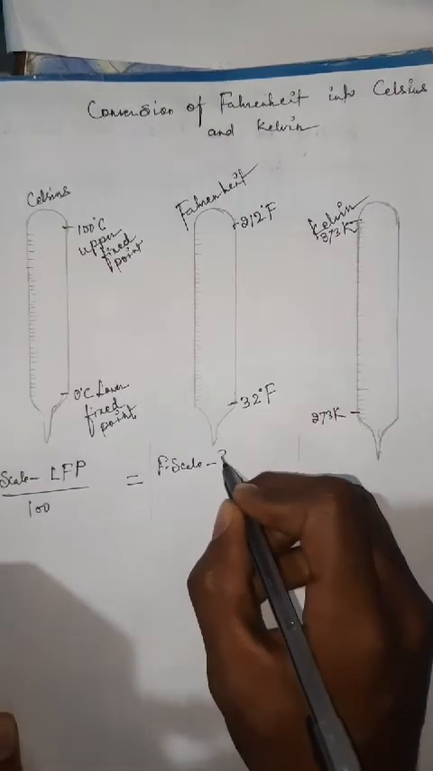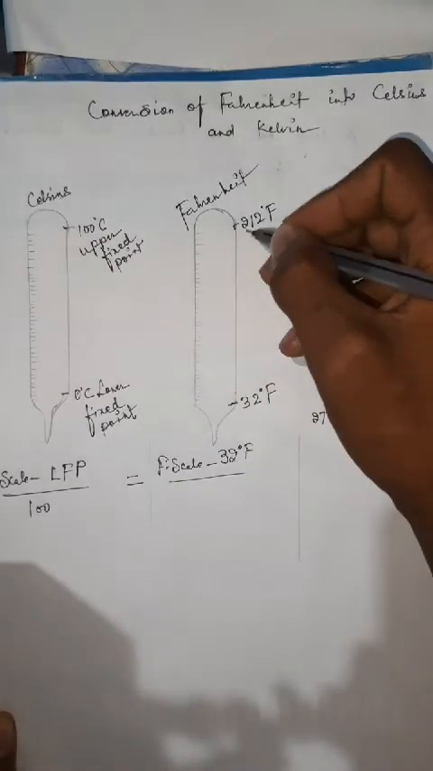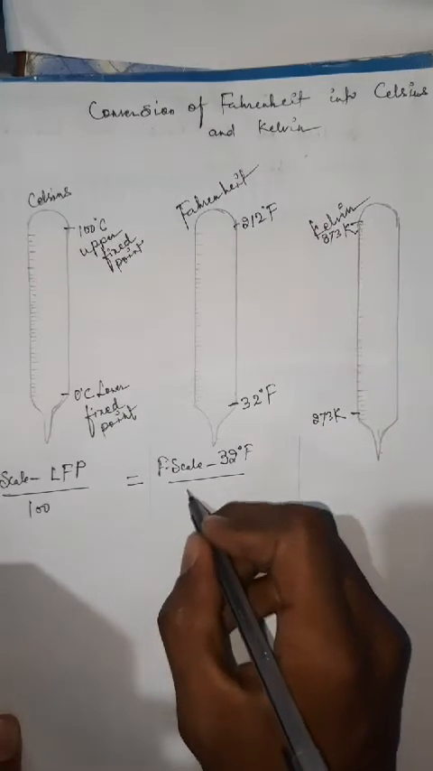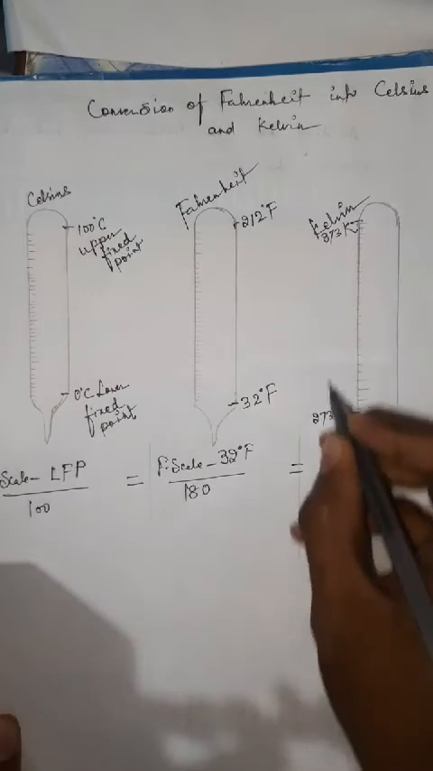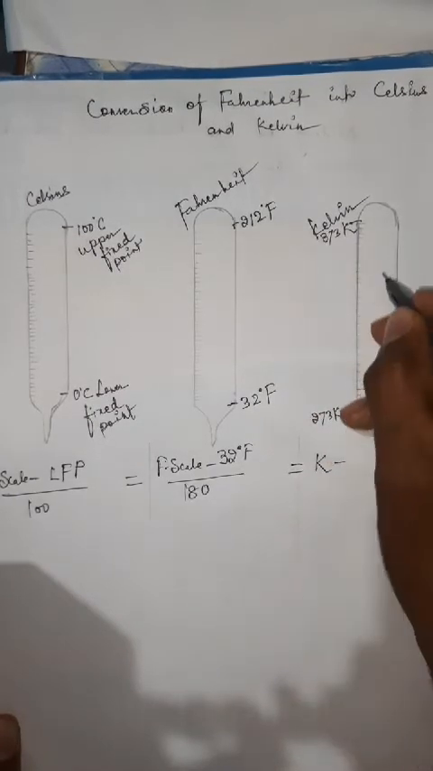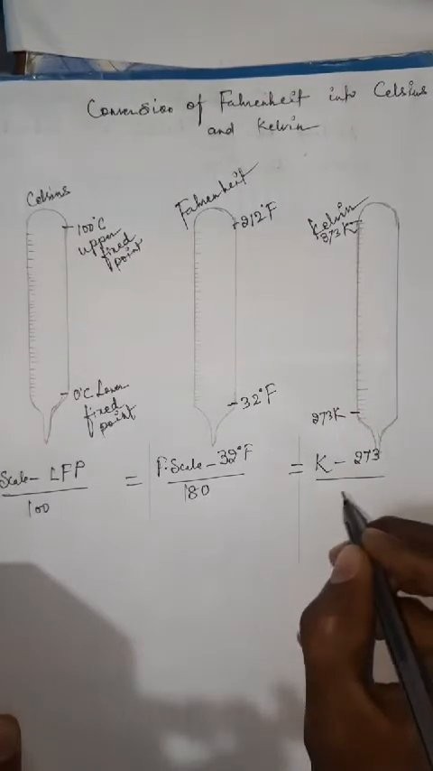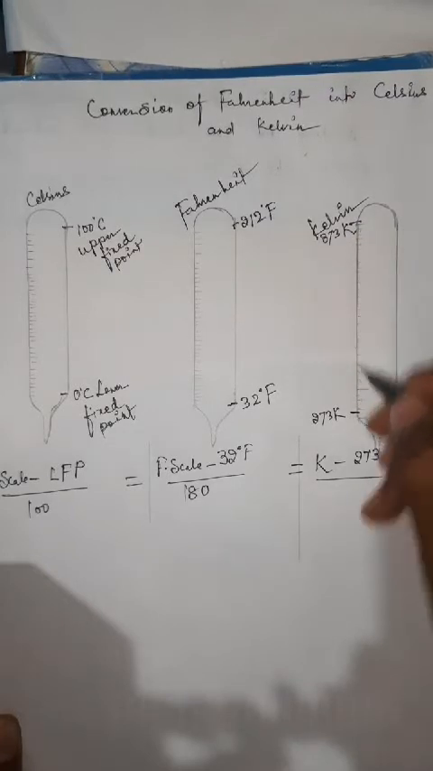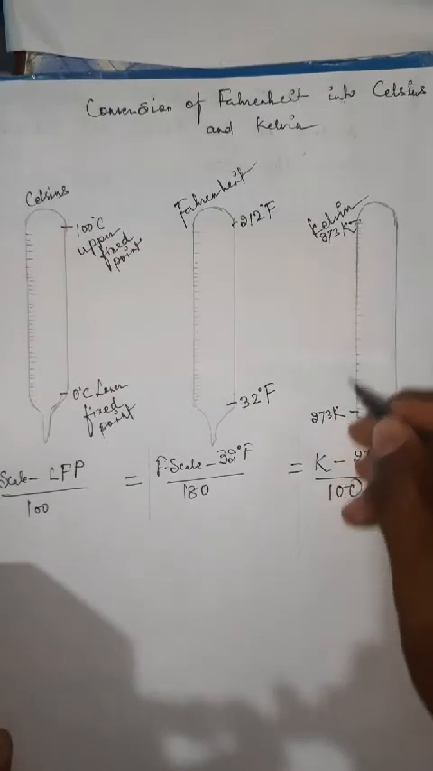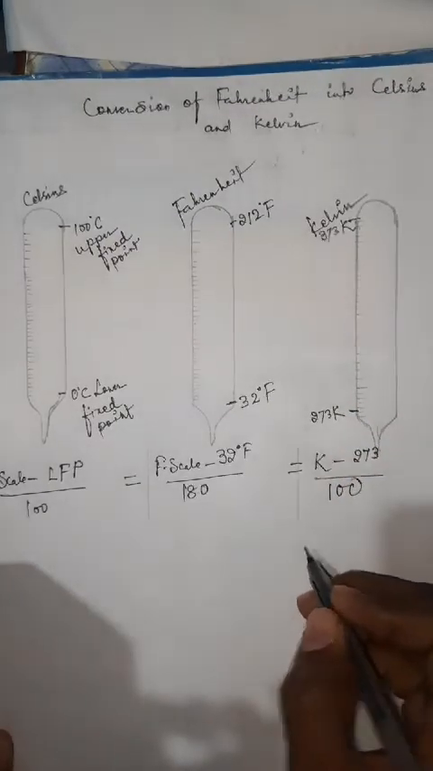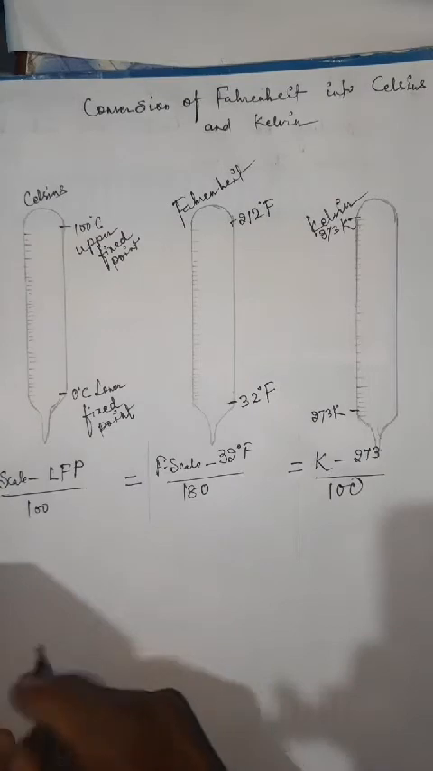Here we have 32 degree Fahrenheit divided by total number of divisions in between, we have 180 equal divisions, divided over 180, and it is equal to scale, that is Kelvin scale minus lower fixed point. What we have here, we have 273 Kelvin divided by number of divisions. How many divisions we have here? Here 100 divisions we have. 373 minus 273, we have 100 equal divisions. Now you can equate any two at a time to get relationship among them.